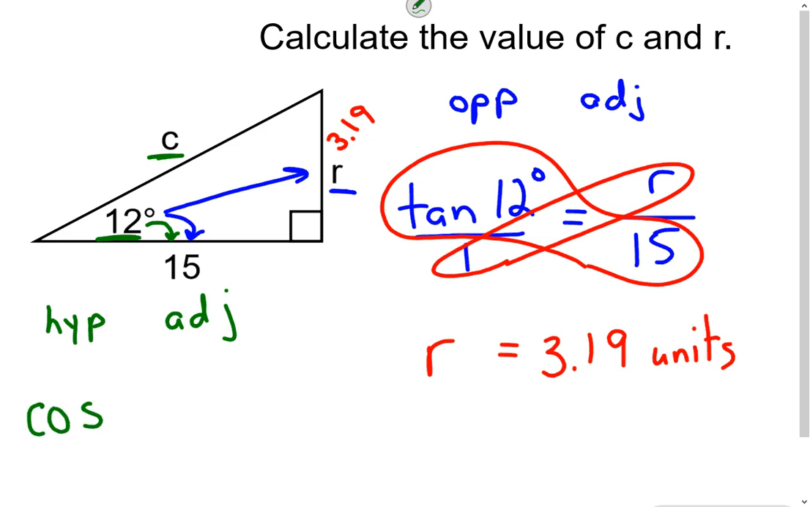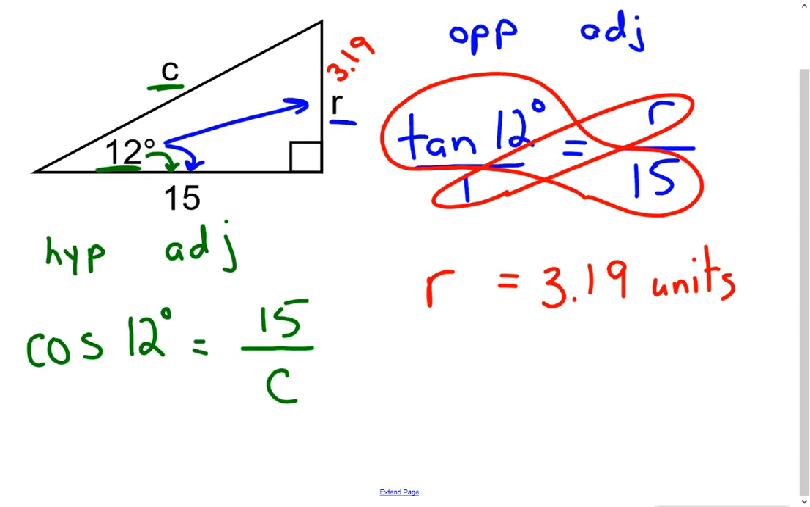Cosine of what? Well, the angle that I was working from, the 12-degree angle. And then cosine is what ratio? Well, it's adjacent over hypotenuse. How long is the adjacent side? Oh, it's 15. How long is the hypotenuse? I don't know. That's my variable, c. And now I have this equation to solve. And like I said, I like to turn it into a proportion. So I'm going to put that over 1, and then I'm going to solve.